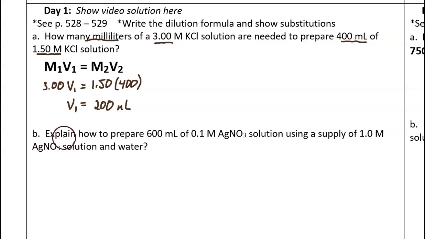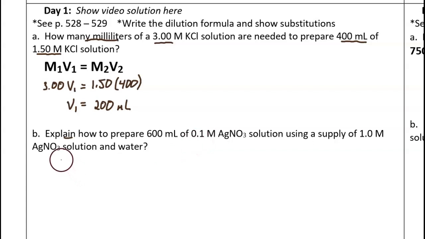Question B, explain how to prepare 600 milliliters of a 0.1 molar silver nitrate solution if you begin with a 1.0 molar silver nitrate solution and water. This is a dilution problem. We're starting with a 1 molar solution, and we're going to create a solution that is more dilute. 0.1 molar is not as concentrated.